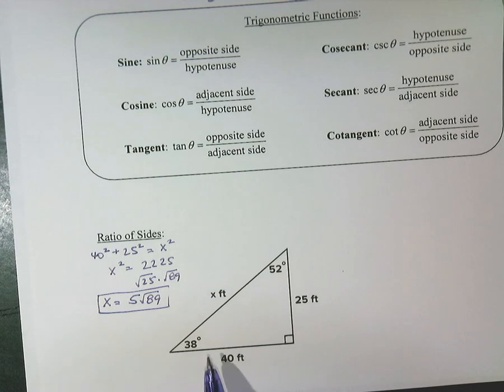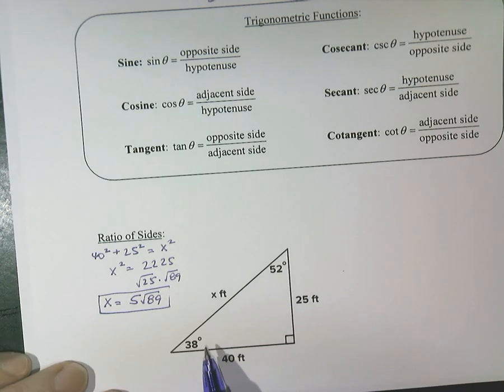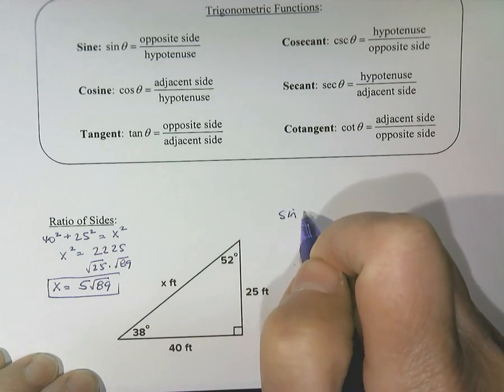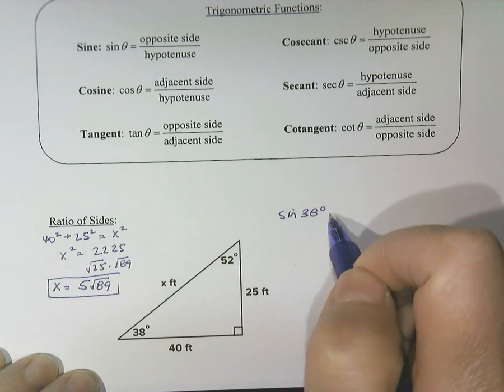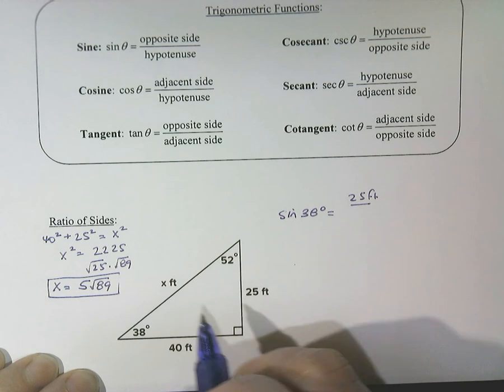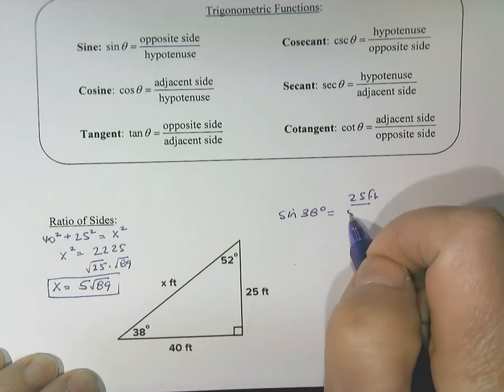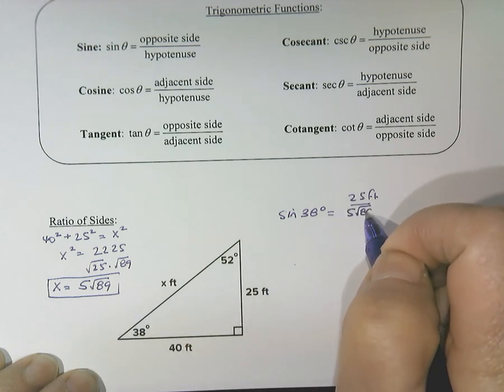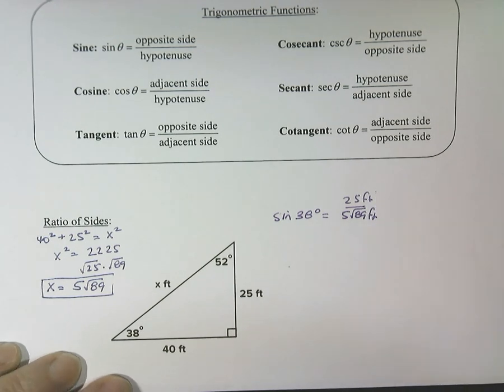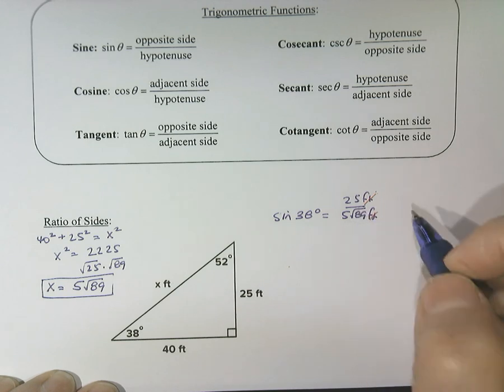So if I were looking at this diagram right here, and I wanted to find the ratios, sine of 38 degrees is going to be the opposite side over the hypotenuse. What's important is that there are no units. This feet is the same in the numerator and the denominator, so we get rid of those. 25 divided by 5 can reduce.